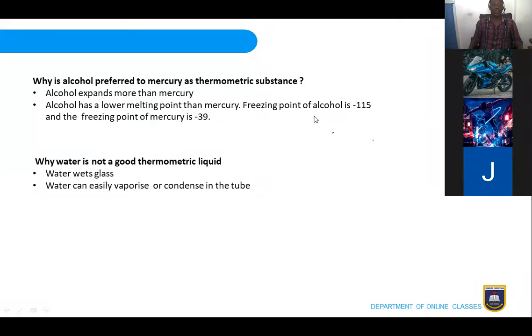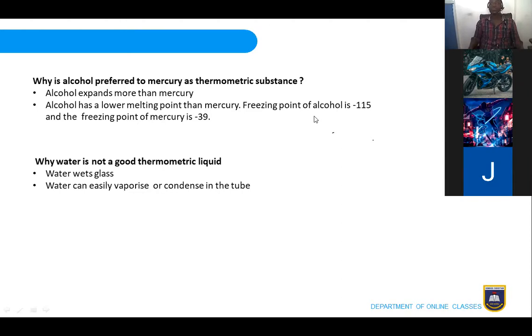Okay, another thing is why water is not a good thermometric liquid. The first reason is that water vaporizes easily. We already know that water vaporizes easily. The boiling point of water is 100 degrees Celsius, and above that it changes to steam. So water vaporizes easily.